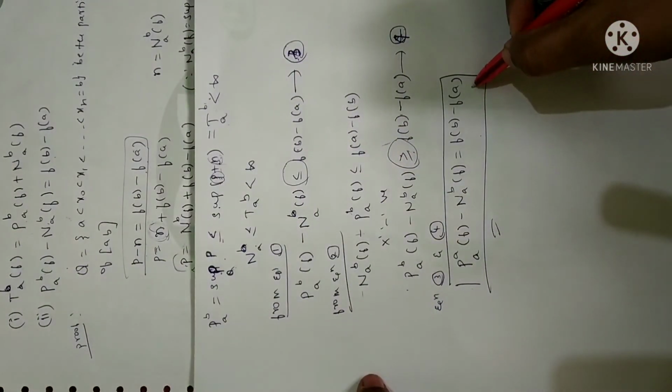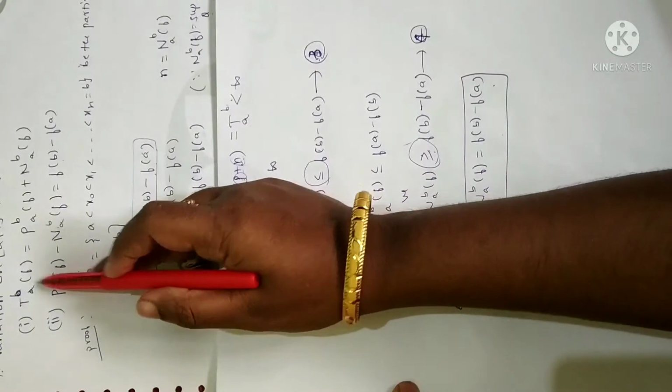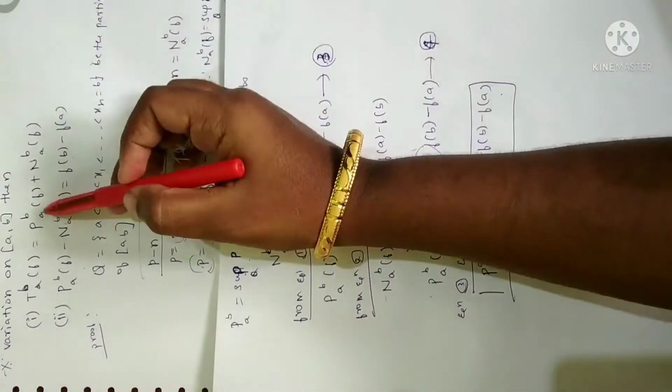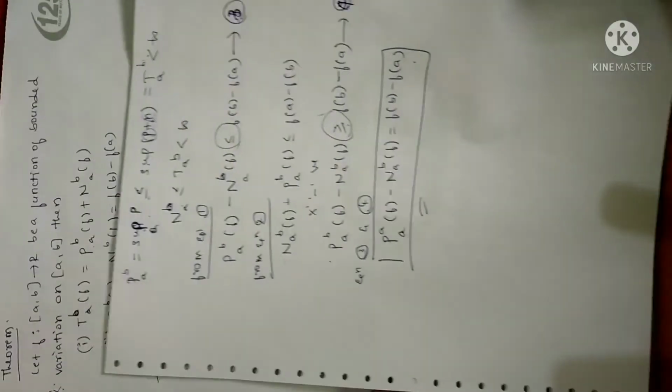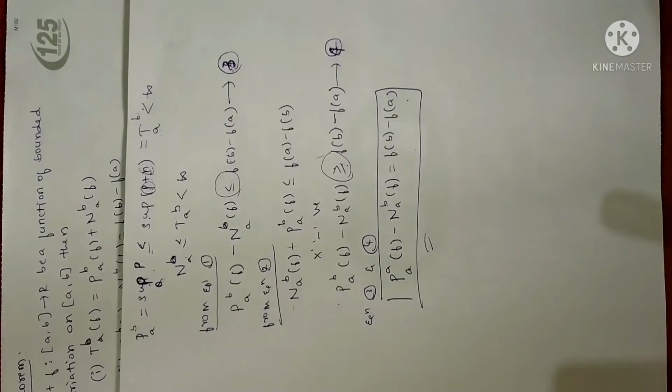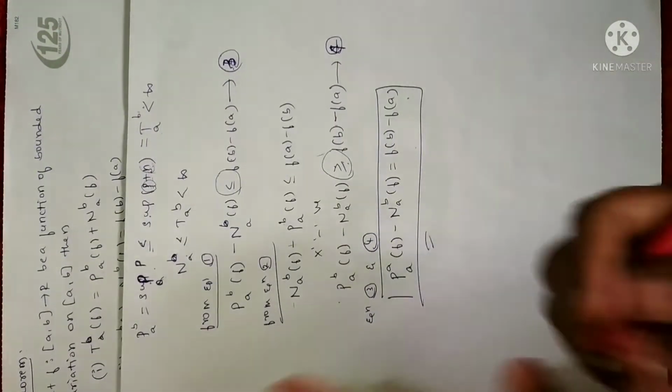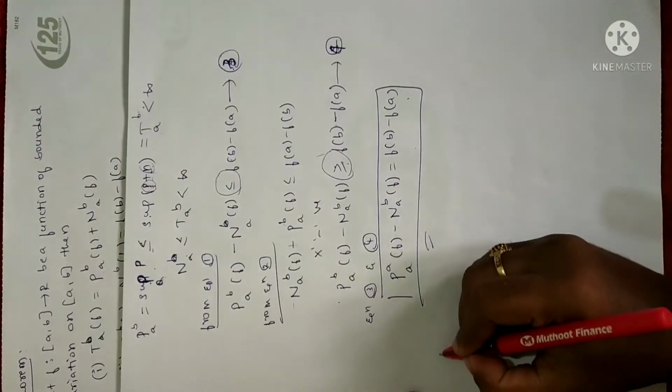Now let me prove the first one, that is T. T of A to B of F is equal to P of A to B of F plus N of A to B of F. So it is a very important theorem. You need to practice more. Fine. Now to prove this, let me consider the definition.